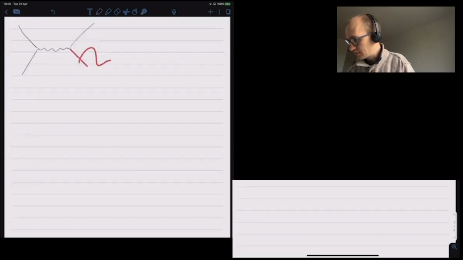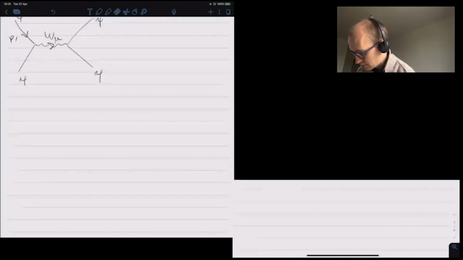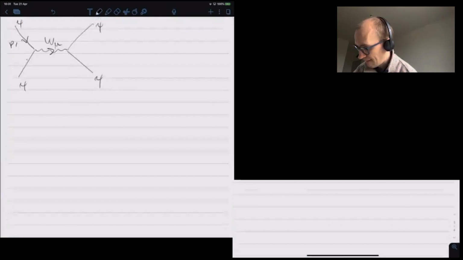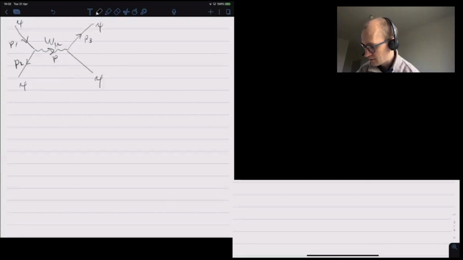So what is this process? Well, in that theory, you can also have an interaction of 4 fermions, but it's mediated by the exchange of a massive W boson, right? Okay, we're in the broken phase, okay? So you have here the exchange of some W mu. We have our 4 fermions, psi, psi, psi, psi. Let's say we have some momentum P1, P2, we have the exchange momentum P, and then we have P3 and P4.